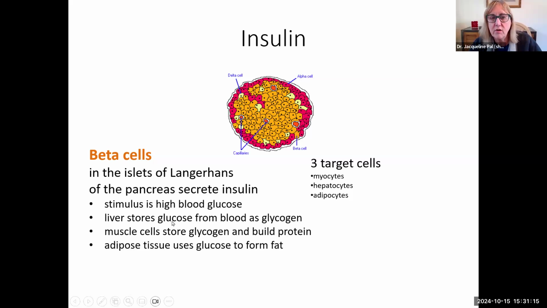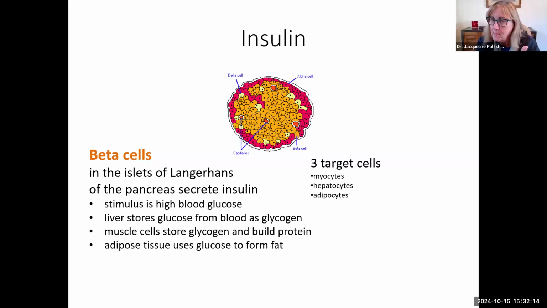Okay. Now the liver stored glucose as glycogen. So what's going to happen is insulin's going to bind to its receptor. That opens the channel, and glucose can now enter the liver cell and get stored as glycogen. Muscle, insulin binds to its receptor, opens the channel, glucose can enter the muscle cell, be used as an energy source. You can make protein. Adipose tissue, insulin binds to its receptor, opens the channel, glucose can enter the adipocyte, you can form fat. So notice, insulin is not breaking down glucose in the blood.